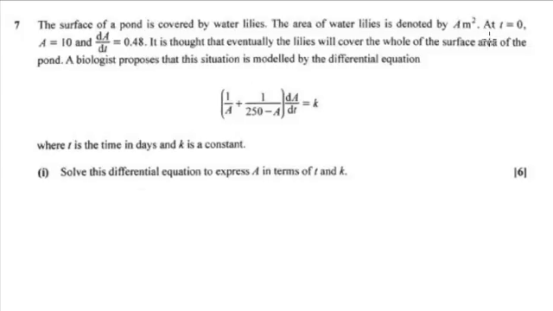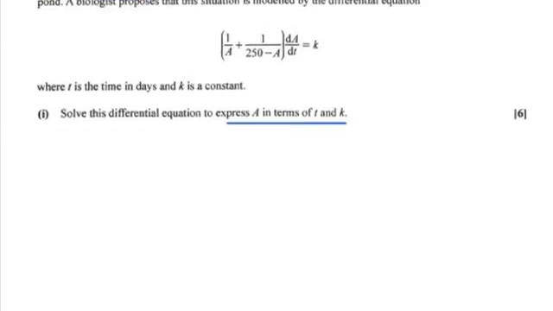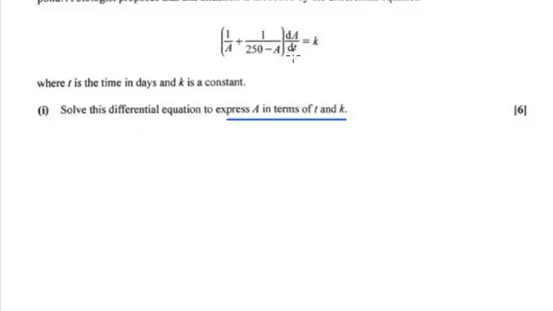It's told us some important information that we're going to need later in the question, but the first thing it asks us to do is solve the differential equation and write A in terms of t and k. So that's important. We need to make sure by the time we finish the question we've got A equals something. So to start, I'm going to bring this dt up here so that we've separated the variables.